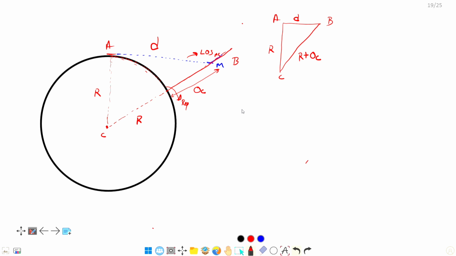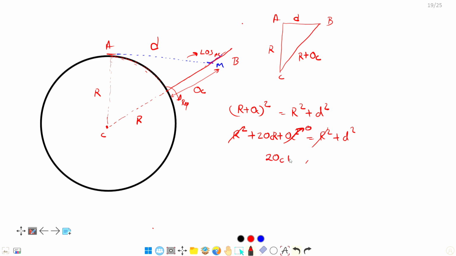Apply Pythagoras theorem and write it down. Hypotenuse square is equal to perpendicular square plus base square. Again you will open this square term, and you will get 2R·OC plus OC square equal to R square plus D square. R square cancels out, because OC is an error, a small value. OC square is an even smaller value, so it is negligible.